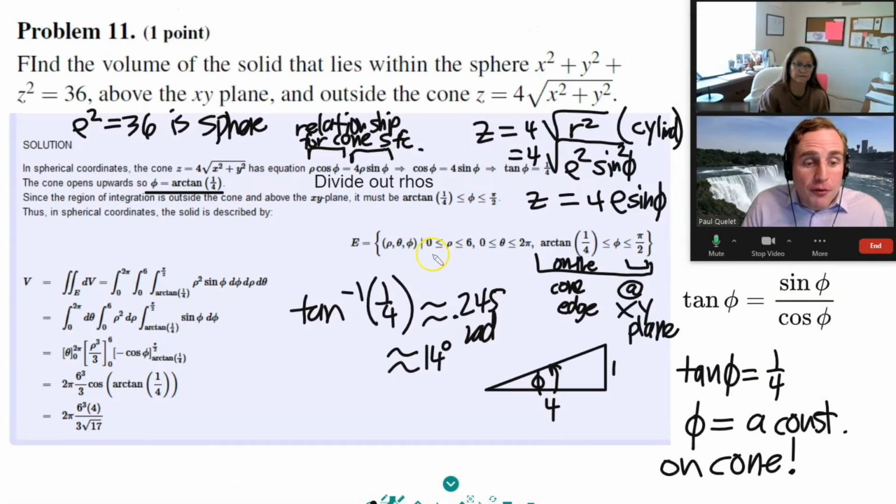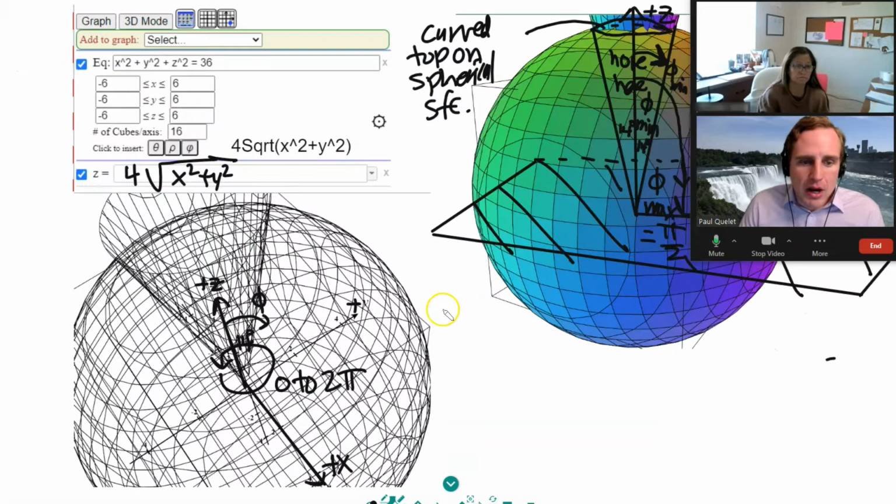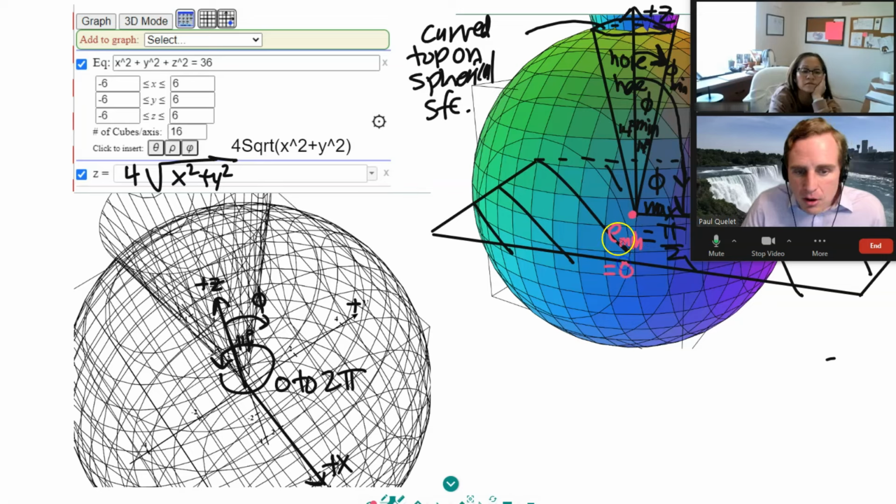Now, in terms of rho, we have to think about this carefully. So rho is like the three-dimensional radius. So I'm thinking that here, rho min equals 0, right? Because that's just no sphere, or at least no radius of the sphere. But then out here, rho max is equal to 6.